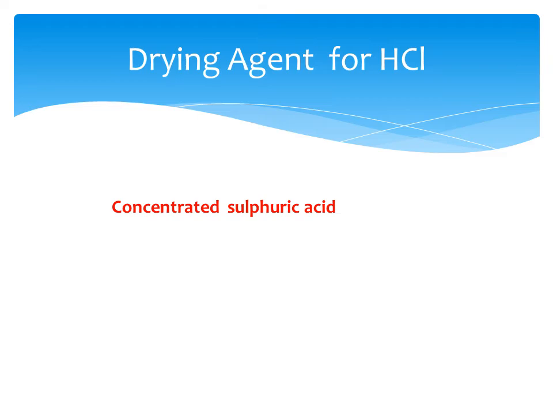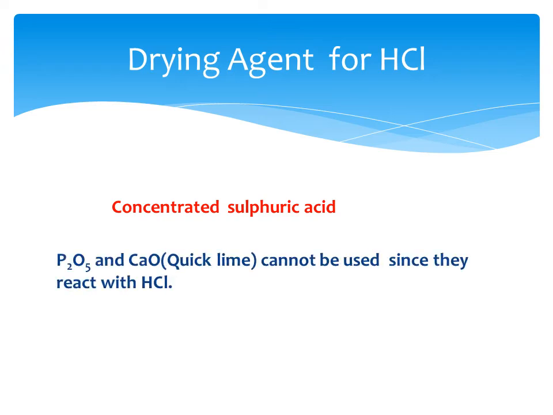The other drying agents like phosphorus pentoxide and quicklime, that is calcium oxide, cannot be used to dry HCl gas because they react with hydrogen chloride. Since phosphorus pentoxide and quicklime react with hydrogen chloride, these two drying agents cannot be used. So, we use concentrated sulfuric acid to dry HCl gas.